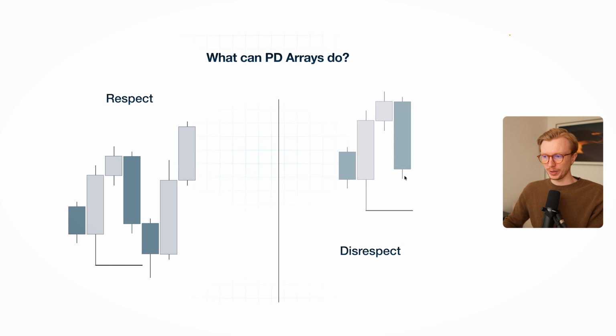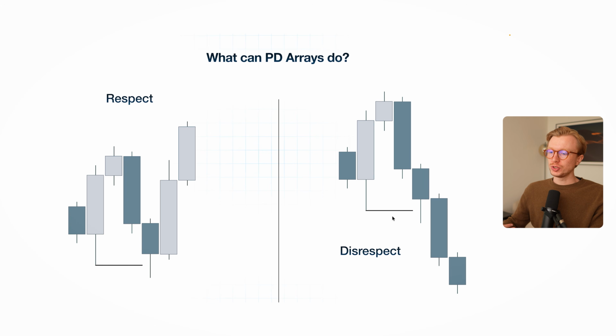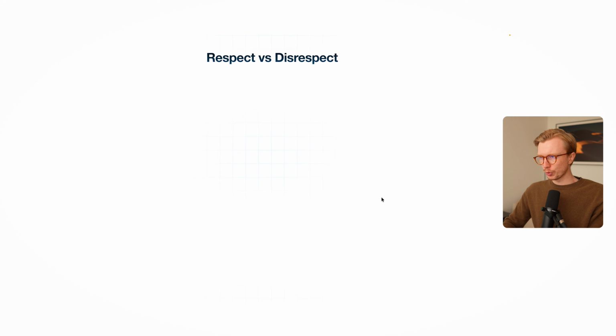So disrespecting a PDA: if we have the same exact sequence, with this swing low at the bottom, now we are not respecting it, but instead we are disrespecting it. What that means is we are not rejecting away from it, but instead we are continuing lower and we keep trading through that level. I'm going to provide you with more examples as well, but first of all, again, important to understand.